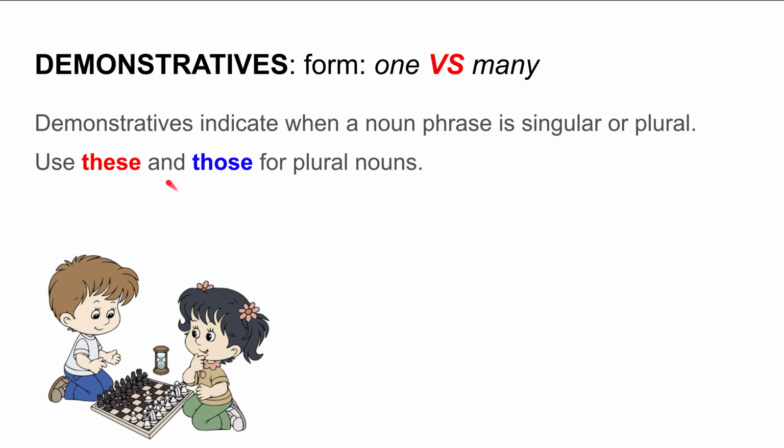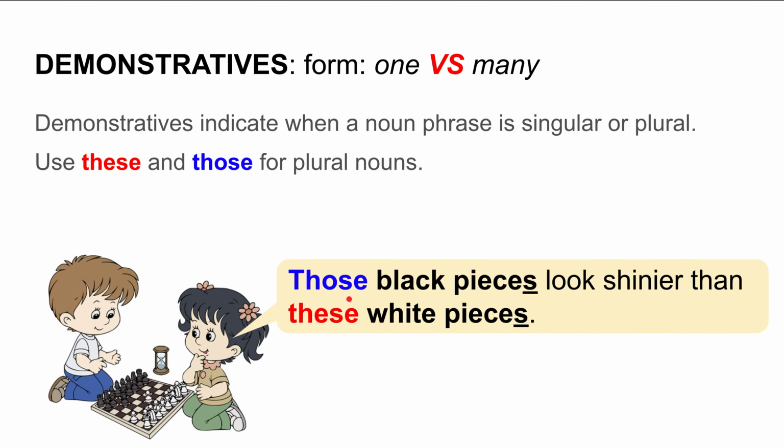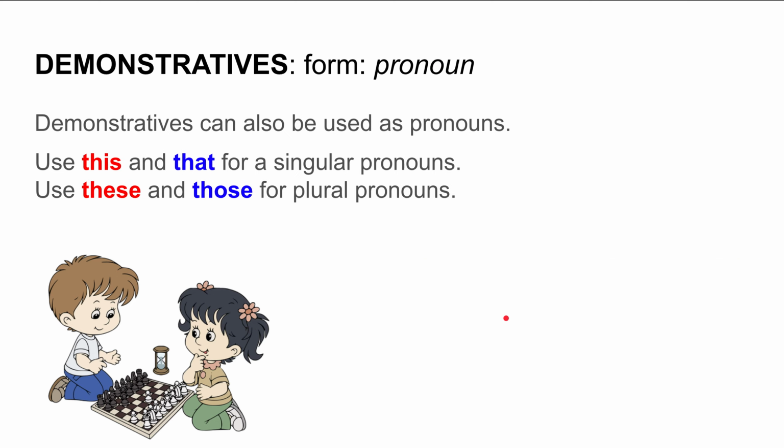Okay, moving forward, the demonstratives also indicate when a noun phrase is plural, and we use these and those for plural nouns. So for example, right here, they're going to talk about the chess pieces, and keep in mind there are many chess pieces, and she says those black pieces, okay, those plural pieces, look shinier than these white pieces. These pieces, plural. Okay, moving forward now.